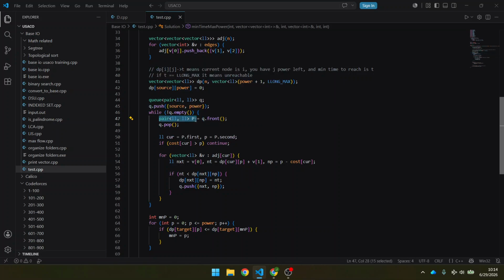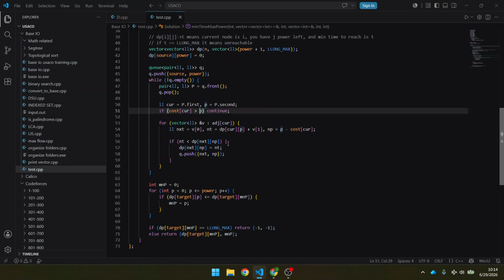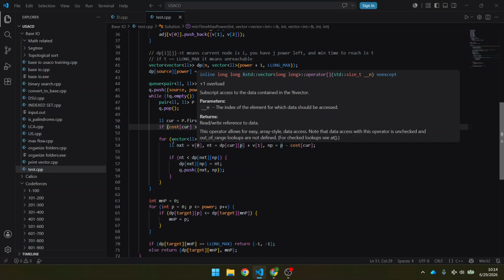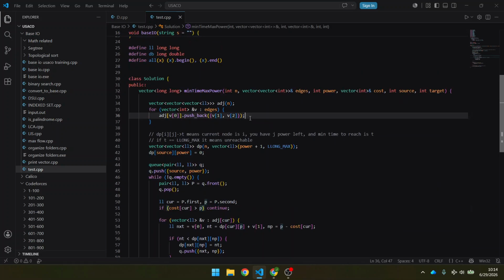So right now, currently, pair of long P, we could q.front and then q.pop. So current node is p.first, and then the remaining power will be p.second. If the cost to move from current is greater than the remaining power, you can just continue. You can't do anything. Okay, and then for vector of long, every adjacency. Oh yeah, so we made an adjacency list at the beginning. I forgot to say that.